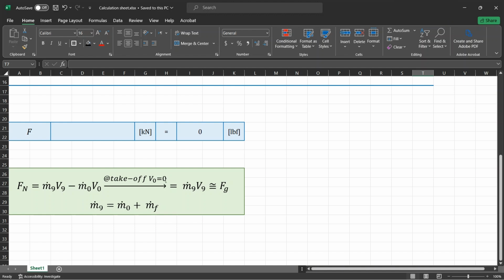Now, in takeoff conditions, the general assumption is that V0 is equal to 0. And by doing so, we get to this basic formula, which equals the gross thrust of the engine, which is simply the mass flow of the total fluid, air plus the fuel mass flow, times the speed of the fluid going out of the engine.